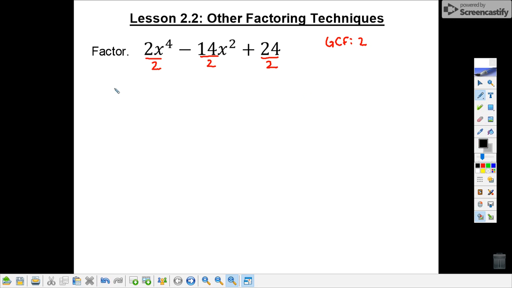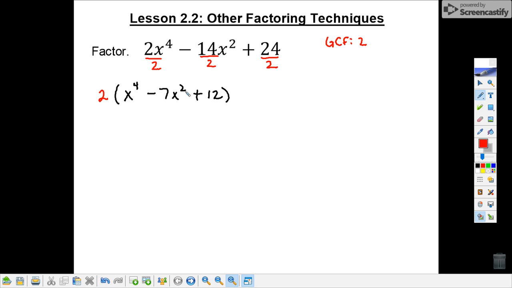That would give me, oh, forgot to write the 2 out. So you always keep that greatest common factor in front of everything. But in parentheses, I'll have x to the 4th minus 7x squared plus 12. So divide all of them by 2. Okay, now I'm just worried about what's in parentheses.